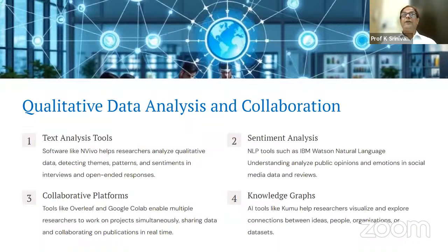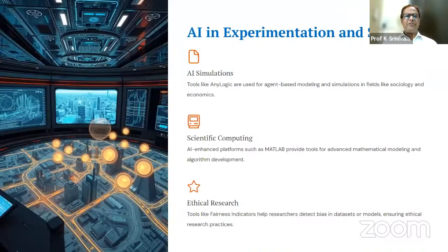So for quantitative data analysis, SPSS and R have AI integration. Okay. So normally we all know very well how to use SPSS, how to use R. But when we use the AI integration tools, it has more impact. Similarly, the qualitative data analysis and collaboration also. Of course, experimentation and simulation AI can be used, like tools like AnyLogic. AnyLogic is used for agent-based modeling. साइंटिफिक के लिए ज्यादातर यूज हो रहा है, साइंटिफिक कंप्यूटिंग. एंड लाइक MATLAB provides the tools for advanced mathematical modeling.